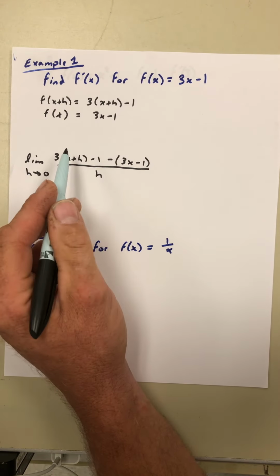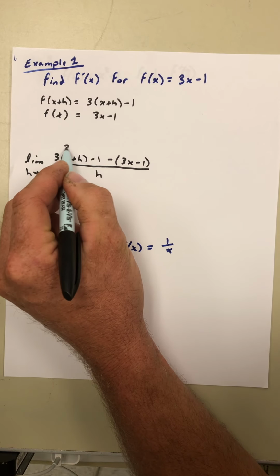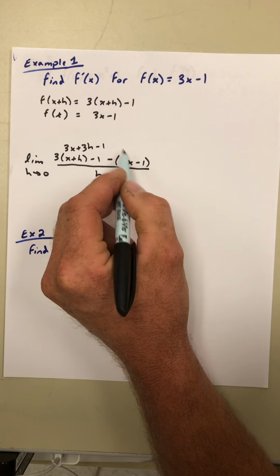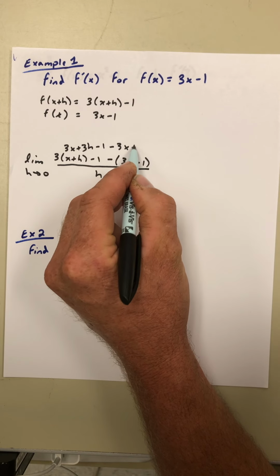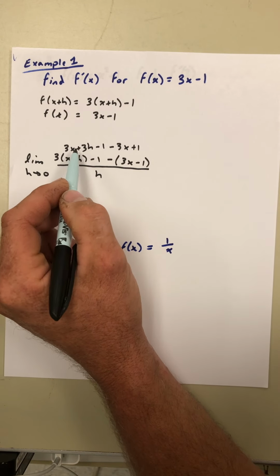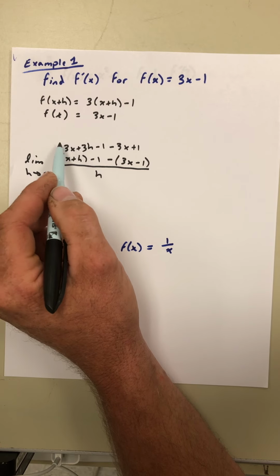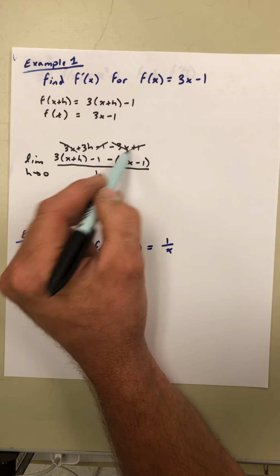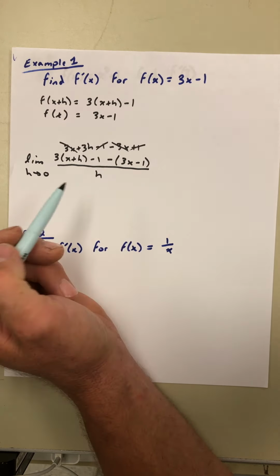We can clean this up just like we have done in the past. We have 3x plus 3h, when we multiply that out, minus 1. Multiply the negative through, we get minus 3x plus 1. Anything without an h is going to cancel. So this 3x is going to cancel, this negative 1, positive 1 is going to cancel. So we're left with 3h over h. So we're taking the limit as h approaches 0 of 3h over h.